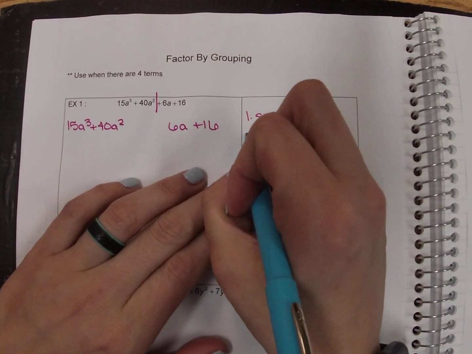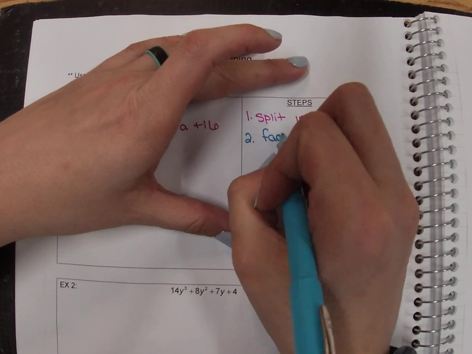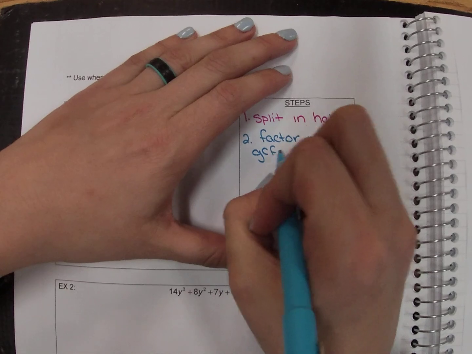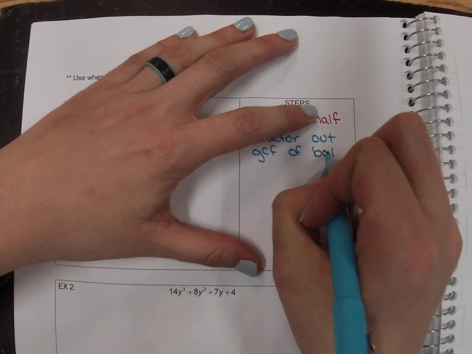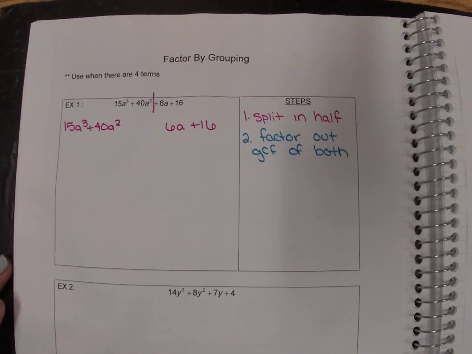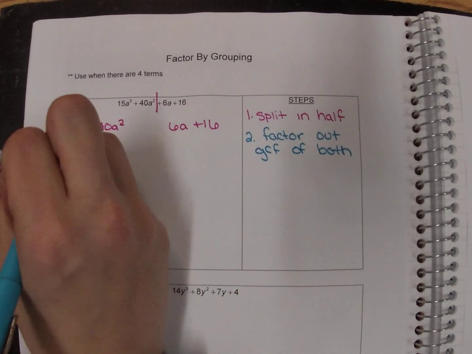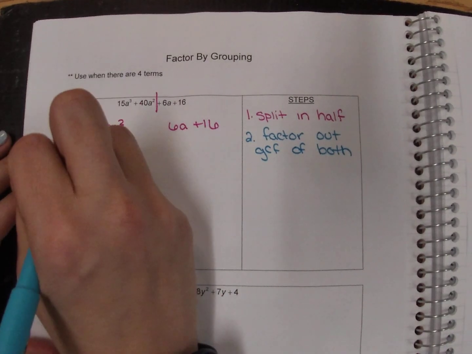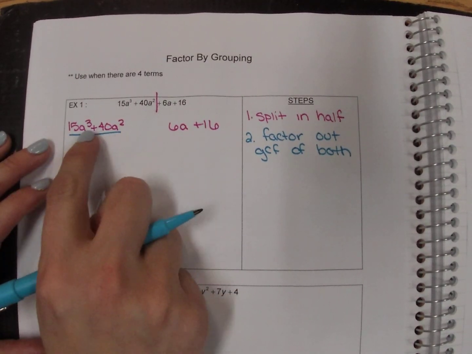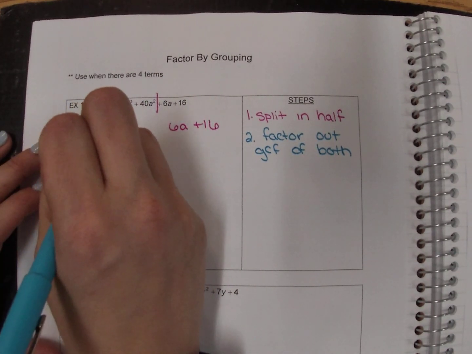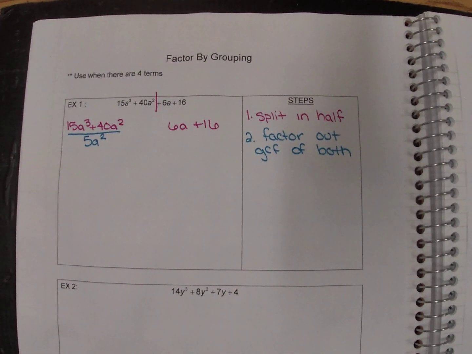For our second step, we are going to factor out the GCF of both of those halves. So now we're going to treat this just like it's 2 different problems from yesterday. So we're going to look at one of these sets. We're going to ask ourselves, what's a number that we can think of that will go into 15, that will also go into 40? So maybe we pick our 5. Do they both have the variable? They do, and our smaller exponent is a squared. So we can pull out a GCF of 5a squared on the left.